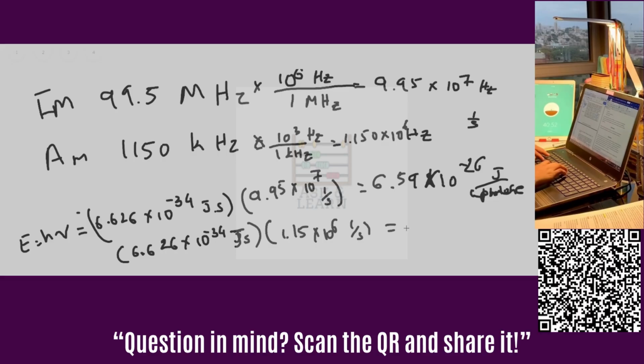So I should have 1.15 times 10 to the 6. We're going to get 7.62 times 10 to the negative 28 joules per wave, like I said. It's not per mole yet.